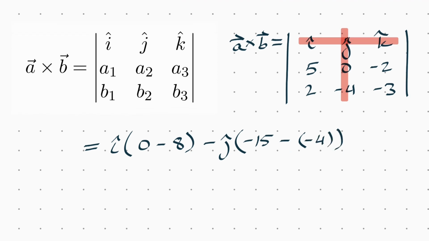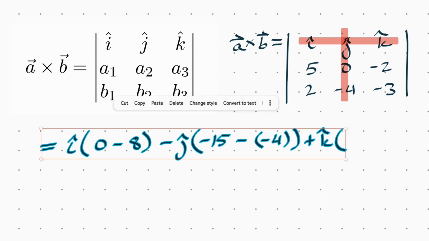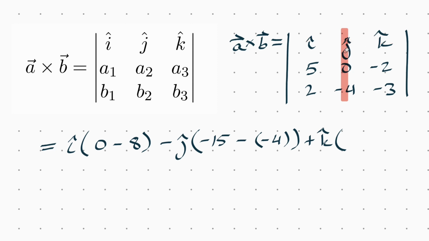All right, and then we can add the K hat component. The K hat component is going to be obtained using the exact same method. So we're going to block out the row and the column with K hat in it, and we're going to do this 2 by 2 determinant right here. So 5 times negative 4 minus 0 times 2 is going to be negative 20 minus 0.